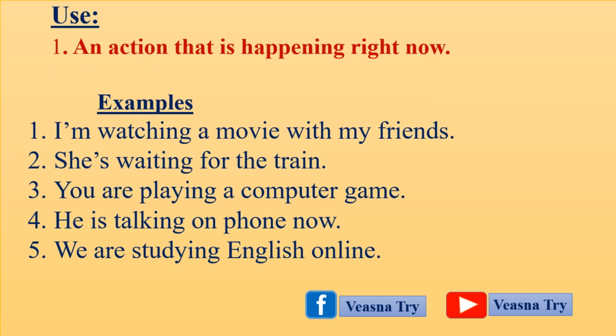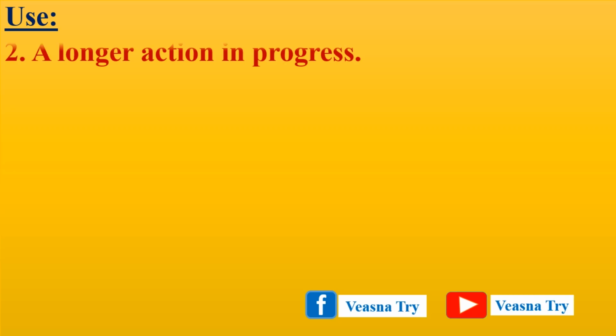Everyone, these examples are showing you about an action that is happening right now or something that is happening right now. For example, number one, I'm watching a movie with my friends. This is showing you about what I am doing now, right? So let's go on to see the second usage of present continuous.